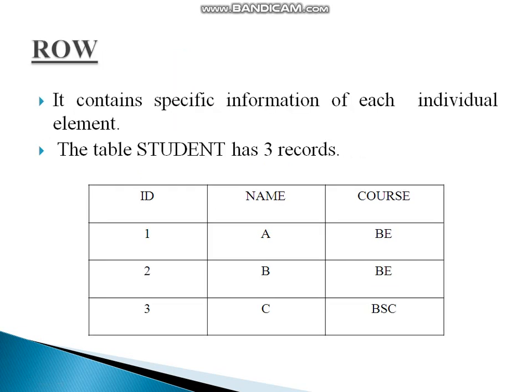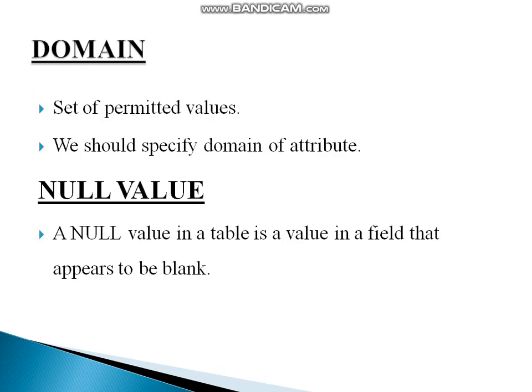Next, row. Row is also called a record or tuple. It is the horizontal entity of the table. So the student table has 3 records, which is 1, 2 and 3. The vertical entity of a table is called a column and the horizontal entity of the table is called a row. Row is also called a record or tuple.